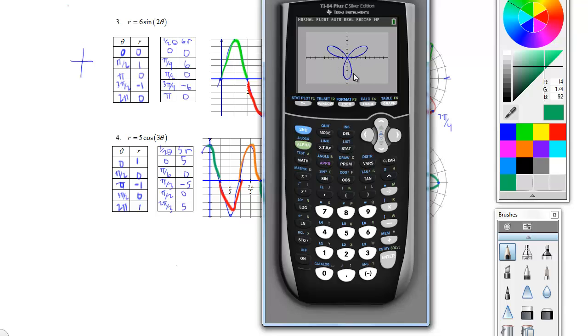So you get a 3-petal graph when there's a 3 here, but you get a 4-petal graph when there's a 2 here. So it's an even-odd situation, and you could explore what happens if you put in a number that's not an integer. So try 2.5 or something like that. Okay, good luck.